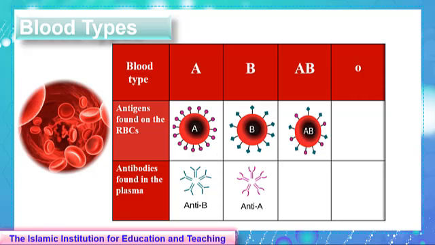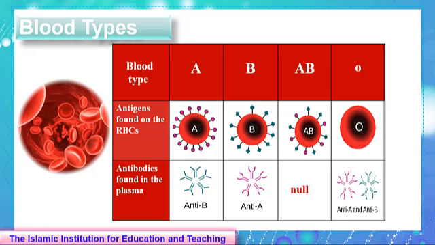For blood group AB, antigens A and B are found on the surface of the red blood cells, and in the plasma there are neither anti-A nor anti-B antibodies in order to avoid blood agglutination. For blood group O, there are no antigens on the surface of the red blood cells, and in the plasma, anti-A and anti-B antibodies are found.